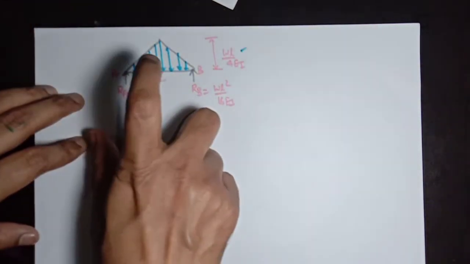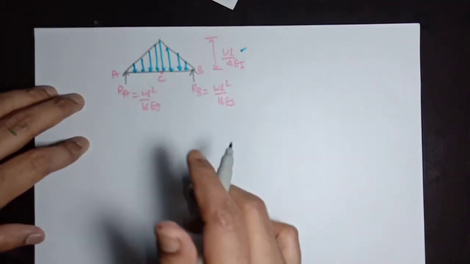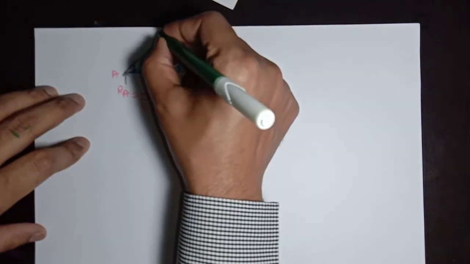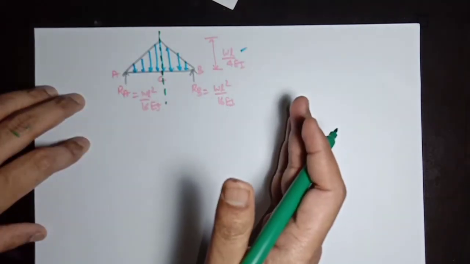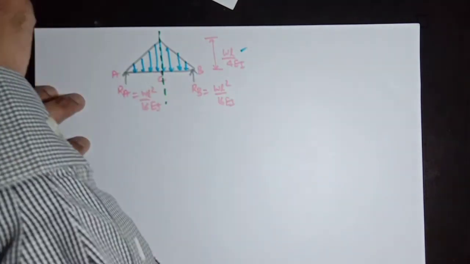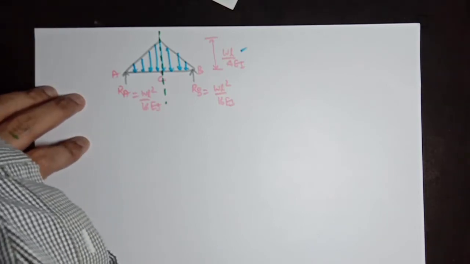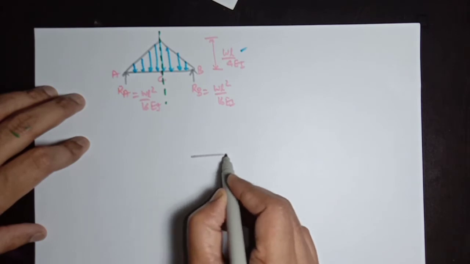So in order to find the bending moment at C, we will take a free body diagram of this. Taking a free body diagram at a section at C, which will be right of this point C, and which can be shown here by separating out the free body diagram. The free body diagram will be here.